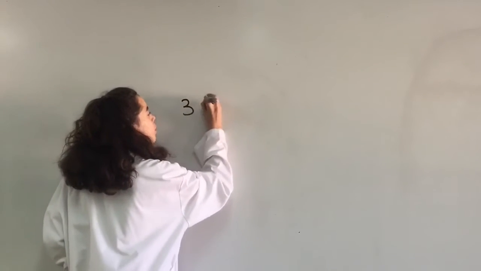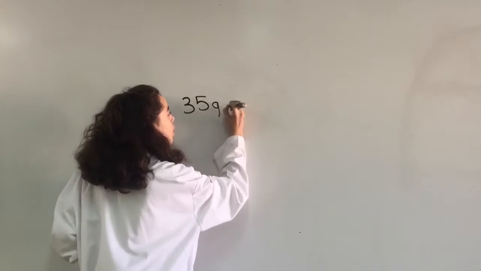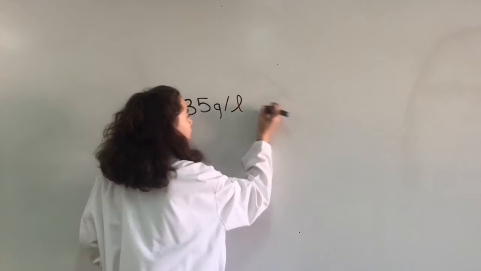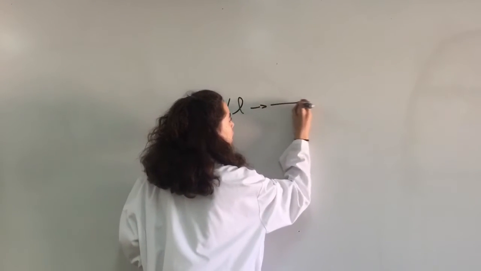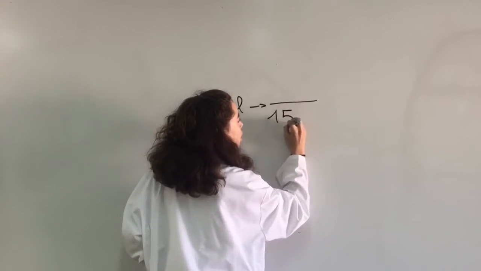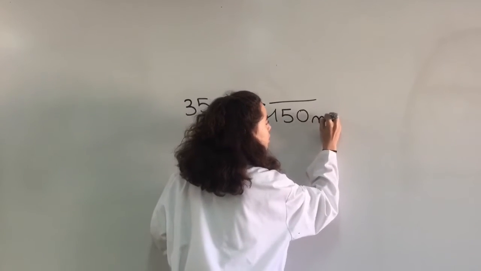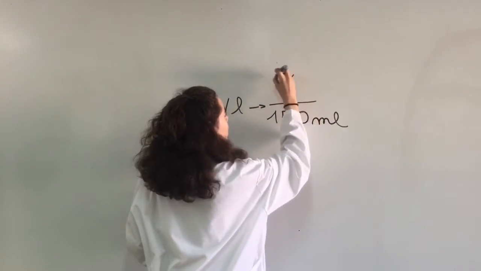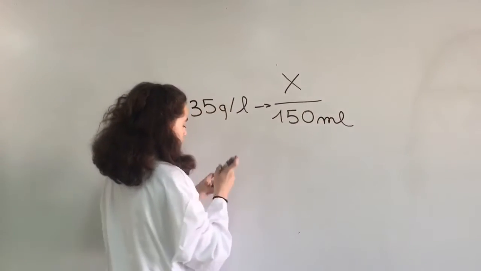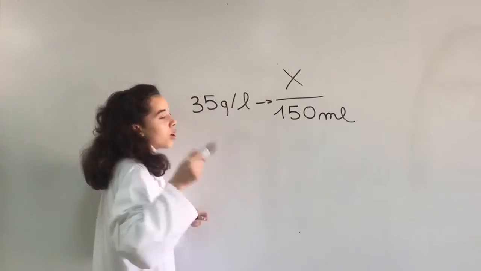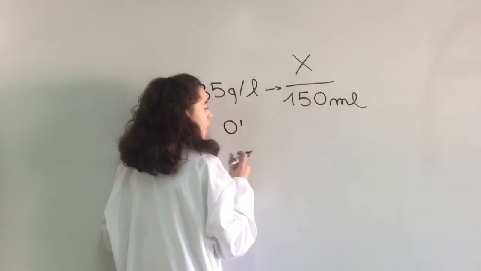Okay, let's do another experiment, but first we have to turn to the class. We have to know how many grams of salt we have to put in this experiment. If the only clue we know is that we have to put 35 grams per liter, how many grams of salt do we have to add to 150 milliliters of water?